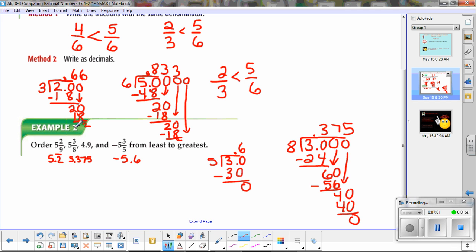Now if we want to put these in order from least to greatest, you want to write them as they were given in the problem, not what you changed them to. And we're going to start with the smallest. Since there's only one negative number, that one's obviously going to be the smallest. So the smallest one is -5 and 3/5. Now, if I'm looking at the other three, the next smallest is going to be 4 and 9/10.